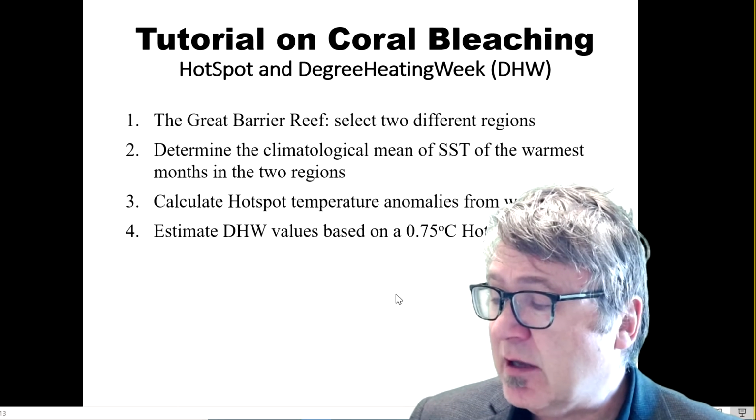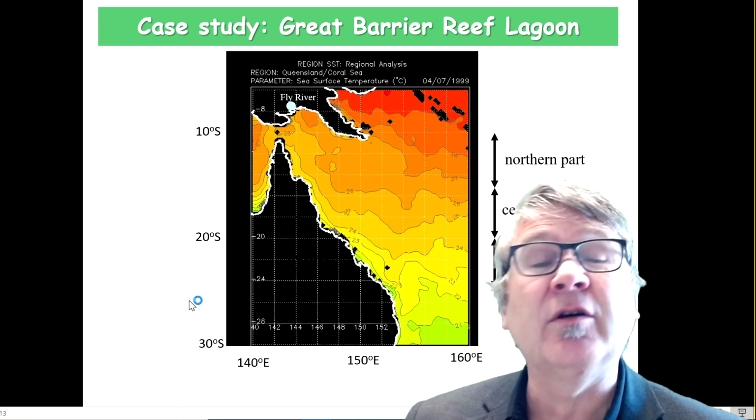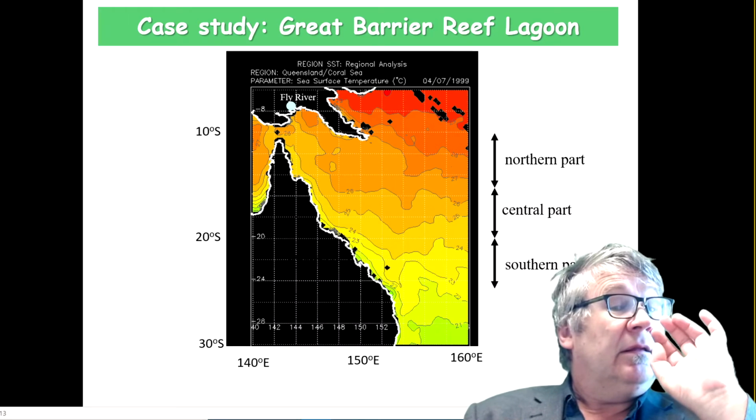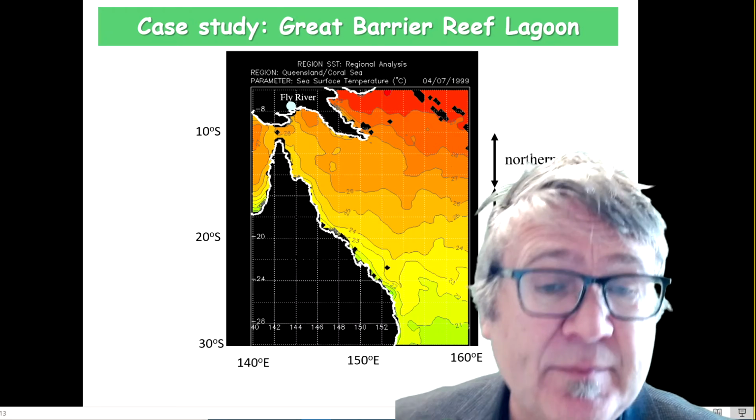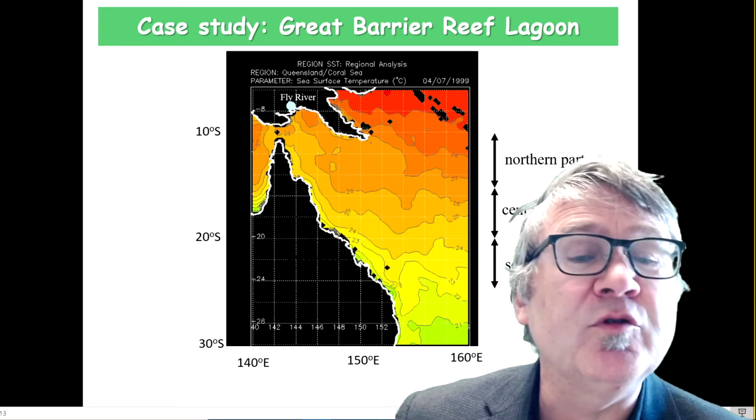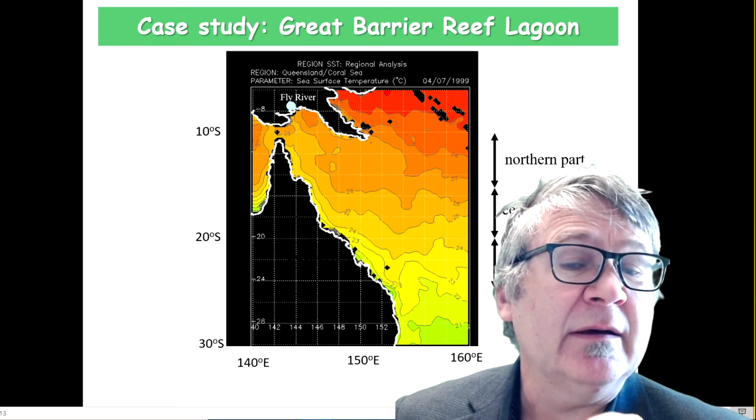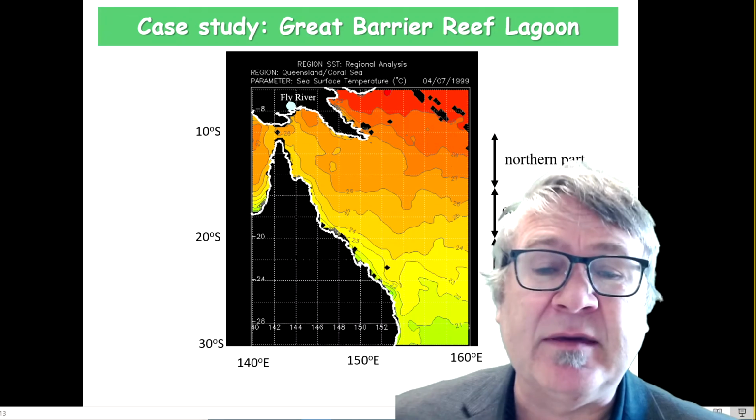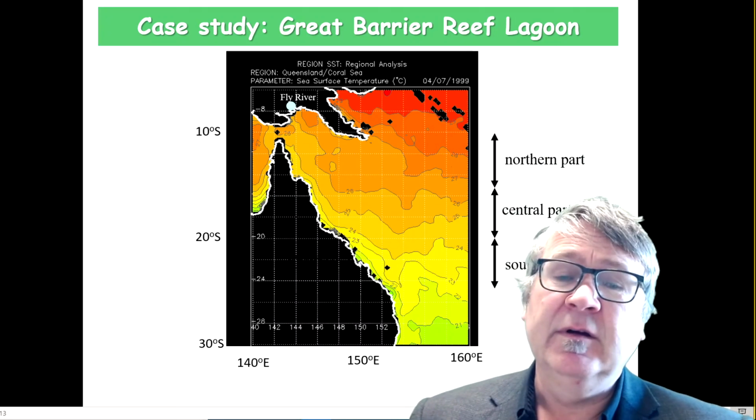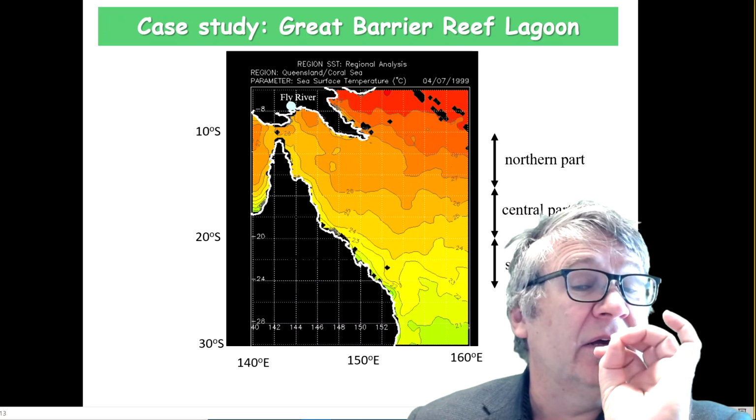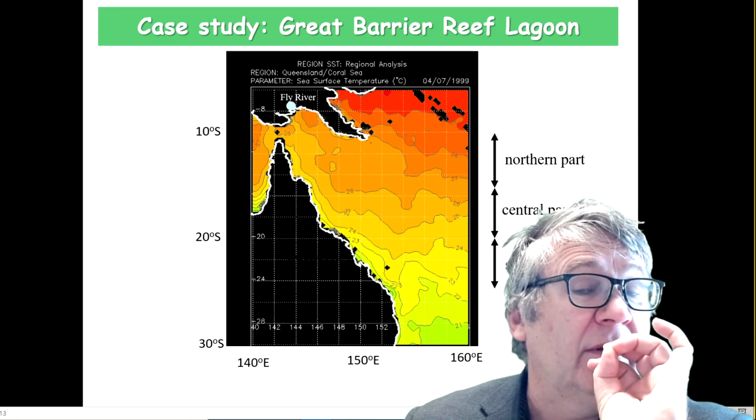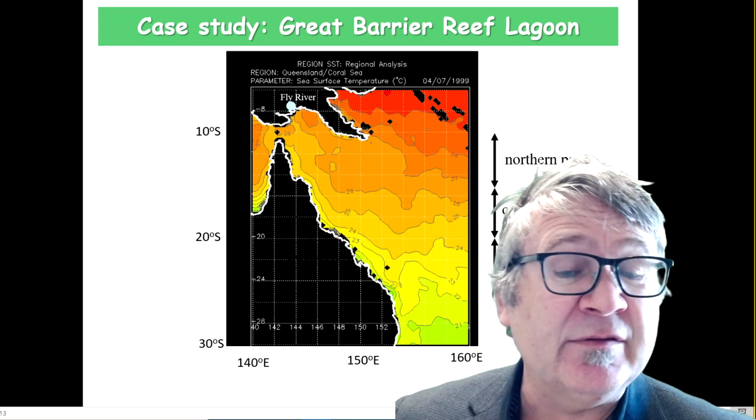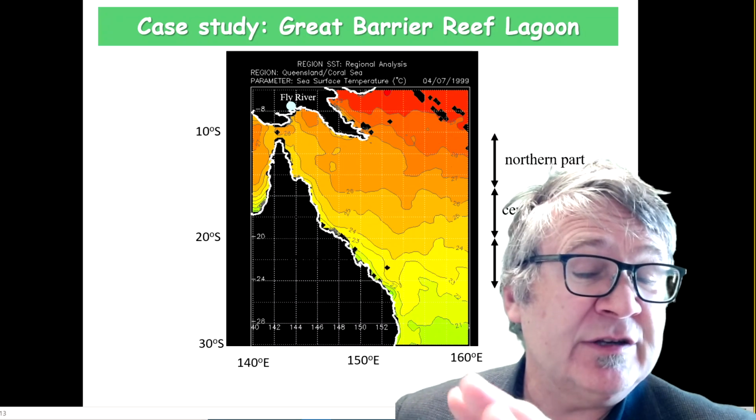Looking at the map. Let's see what comes on the next slide. These are typical sea surface temperature distributions. It's not summertime here, but anyway, just pick a random month, and you can see the Great Barrier Reef. The extent of the Great Barrier Reef is shown here.